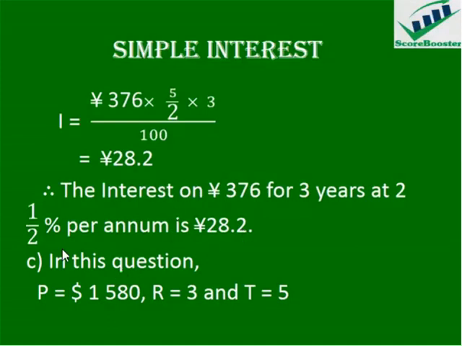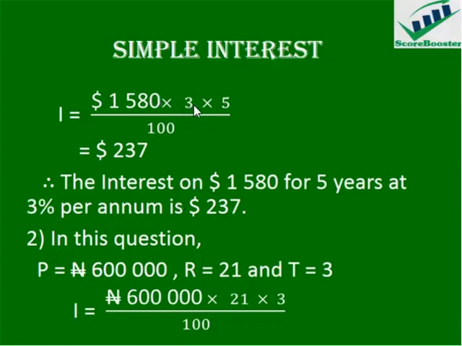So the third question says, what will be the interest on $1,580 at 3% per annum for 5 years? So you just take what you need from the question. You know that from that question we have to obtain the interest. Your principal will be $1,580, rate is 3 and time is 5. So you substitute these parameters into the formula for interest. That's going to be $1,580 multiplied by 3 multiplied by 5 over 100, and that's going to give $237.